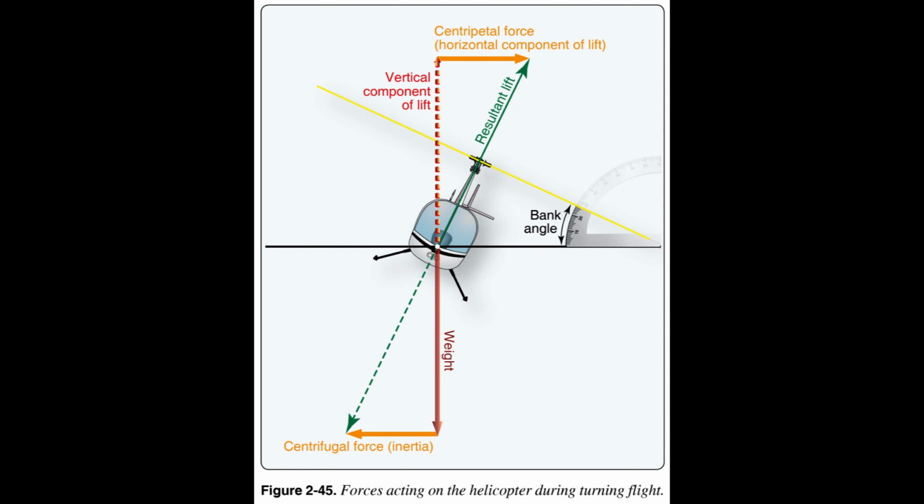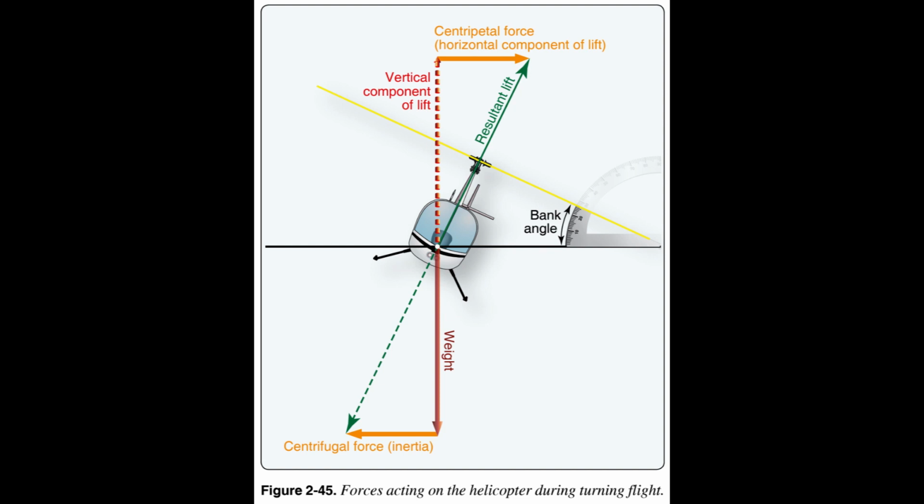Figure 2.45. As the angle of bank increases, the total lift force is tilted more toward the horizontal, thus causing the rate of turn to increase because more lift is acting horizontally. Since the resultant lifting force acts more horizontally, when the helicopter is banked, the rotor disc is tilted sideward, and the vertical lift is decreased. End of page 2-24.